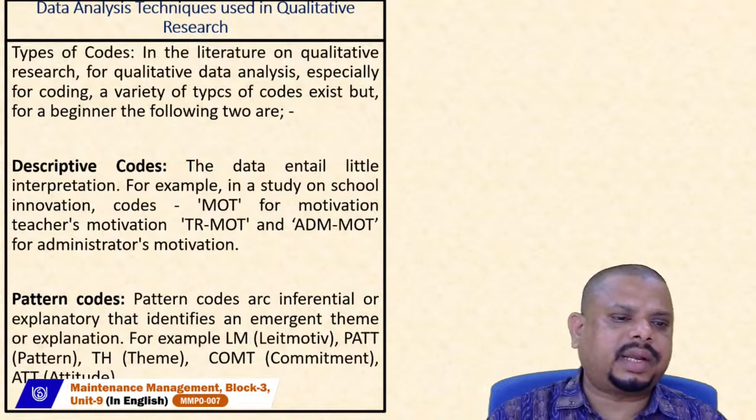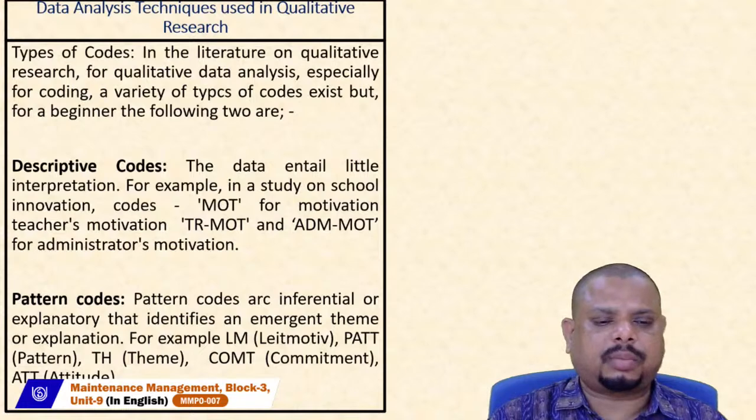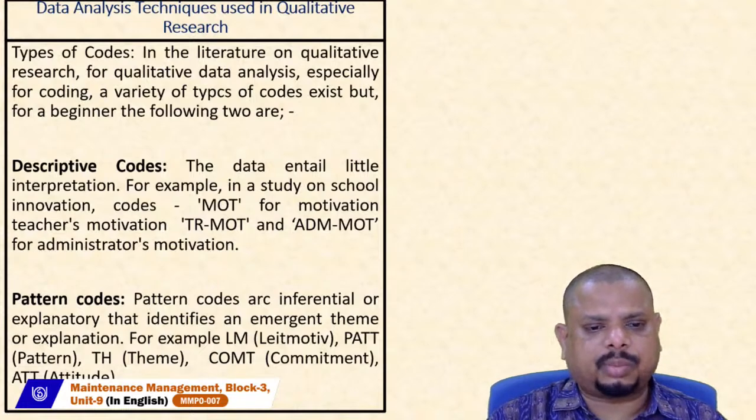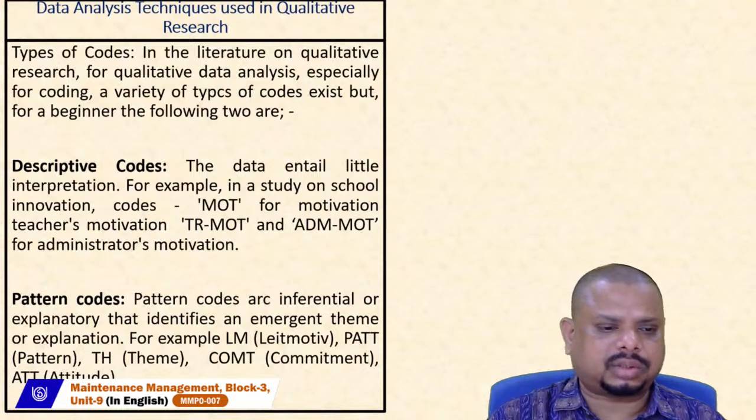The data entails little interpretation. For example, in a study on school innovations, the code should be MOT for motivations. TR MOT stands for teacher motivations, and ADM MOT stands for administrator motivations. So for motivation, they shortly provide the code MOT. For teacher motivation, they provide the code TR MOT. For administrator motivation, they provide the code ADM MOT.